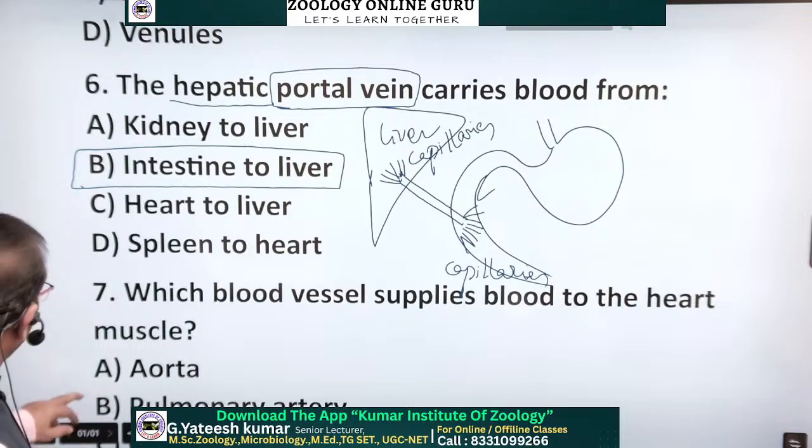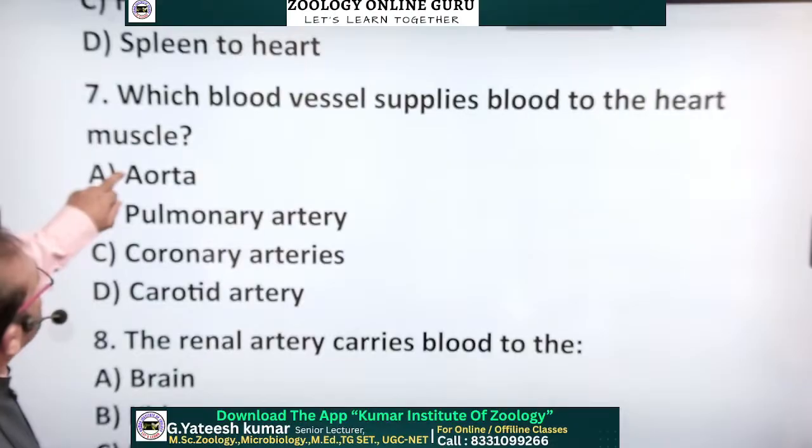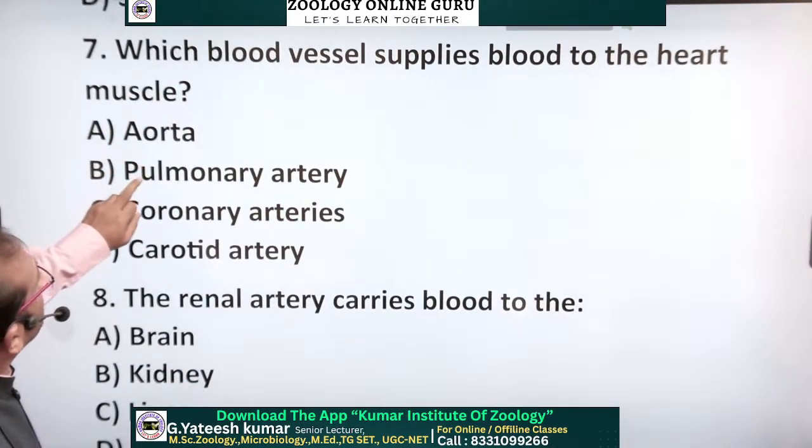Any doubts up to now? Question number 7. We are going from the simple questions to the complex questions. Very simple questions first and then complex questions.